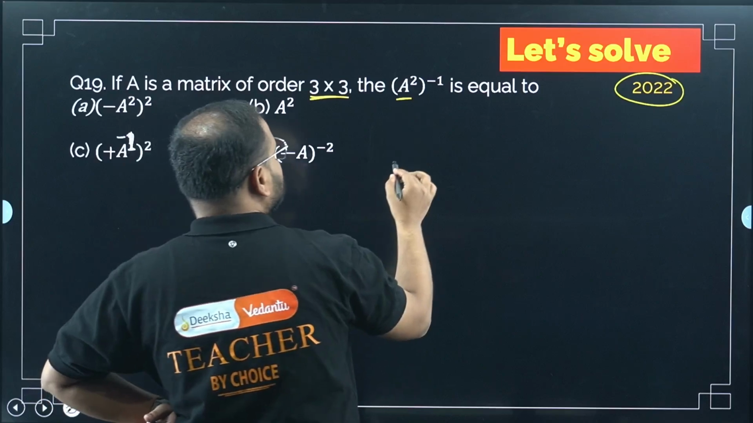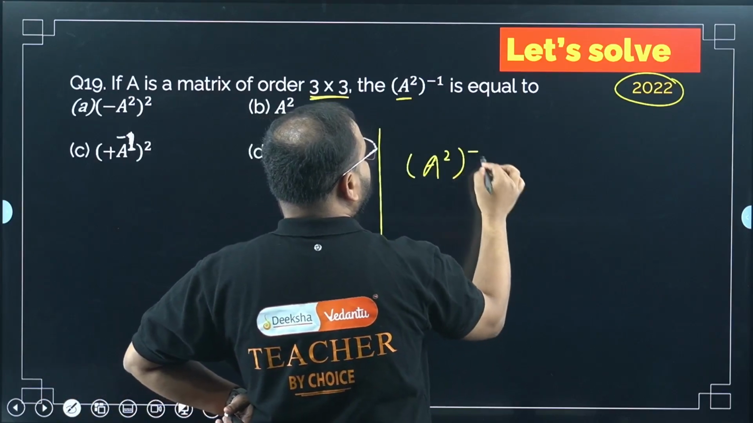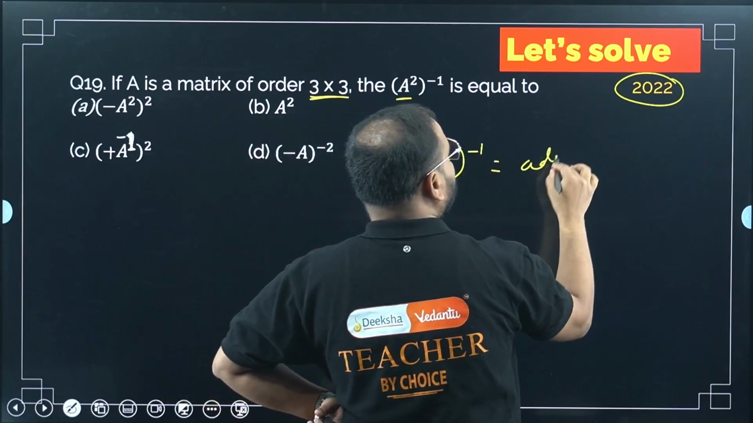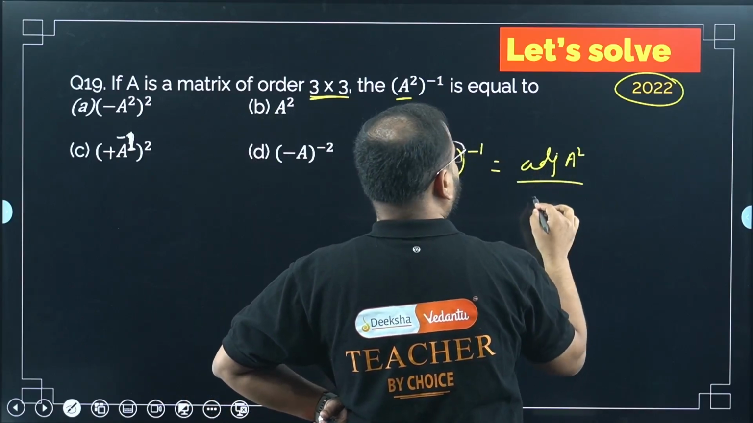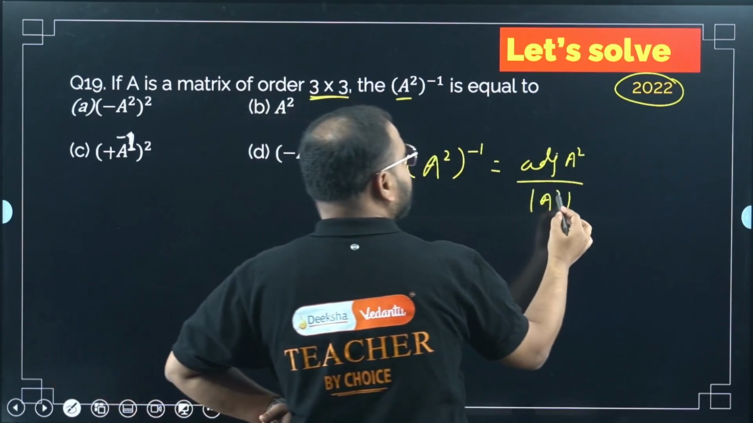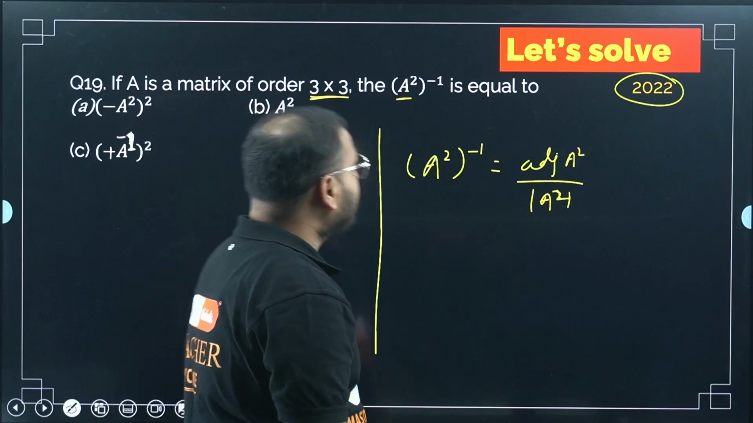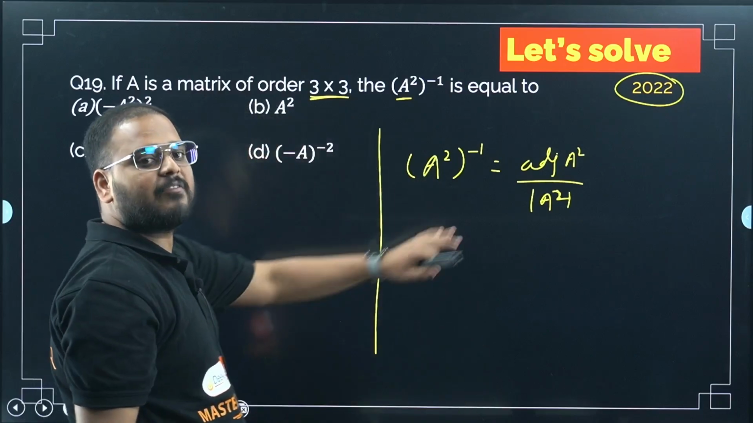So if I am writing this, I can write it like this: A square inverse will be adjoint of A square upon determinant of A square. You have learned this property, okay? I've taught you this in the determinant chapter, correct? If you want to use this, it is the correct way to get the answer.